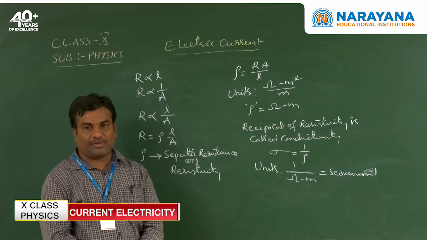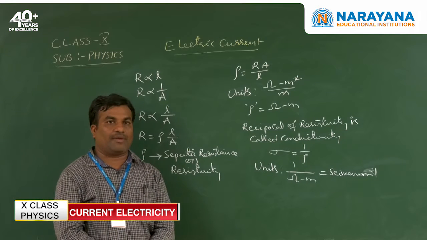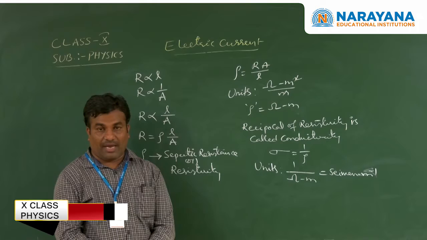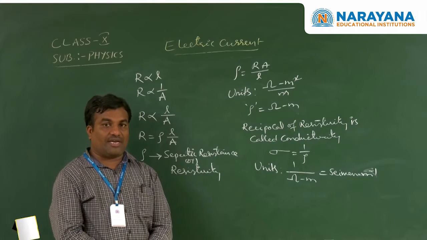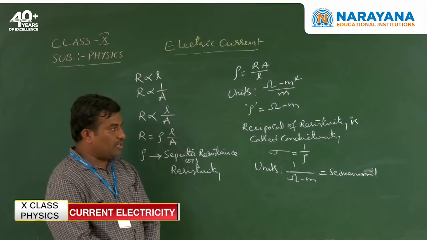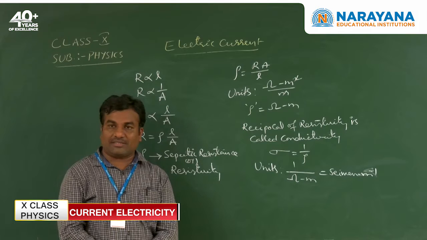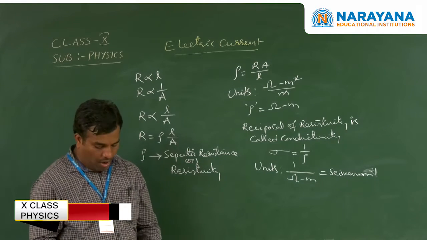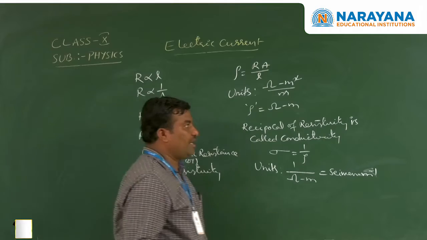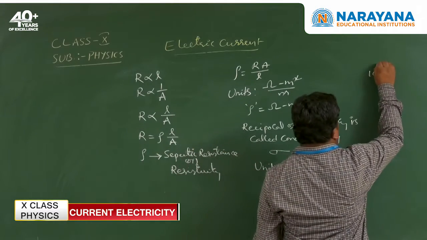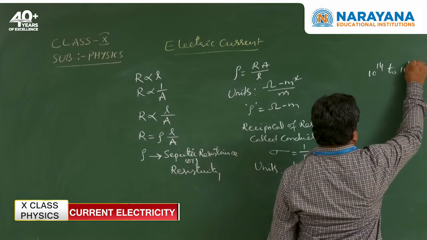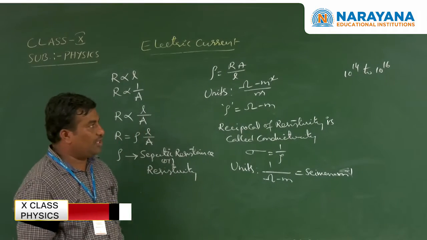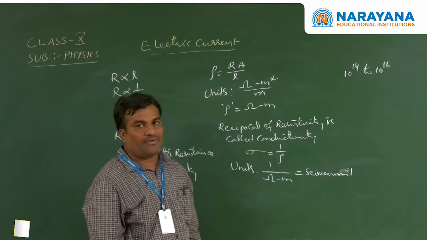In making bulbs, we use a filament made of tungsten. Tungsten has high resistivity and a high melting point. According to this, conductors have less resistivity and insulators have more resistivity. The order of resistivity of insulators is 10 to the power of 14 to 10 to the power of 16.